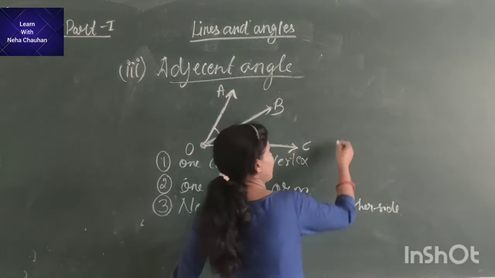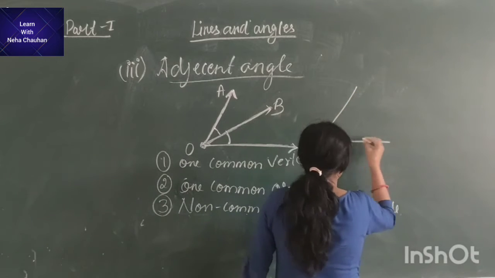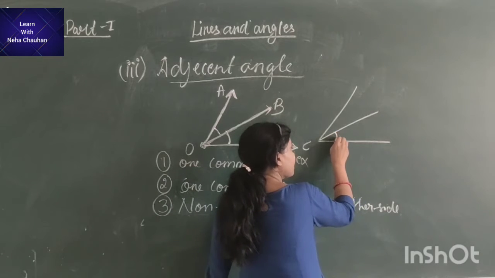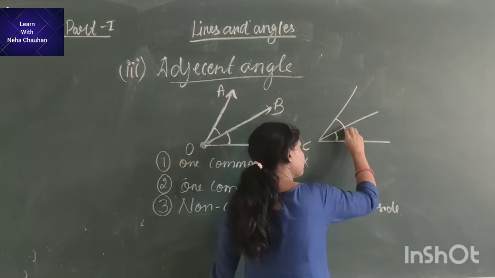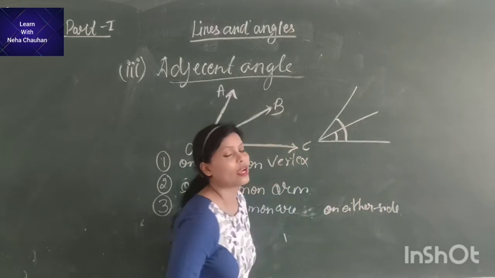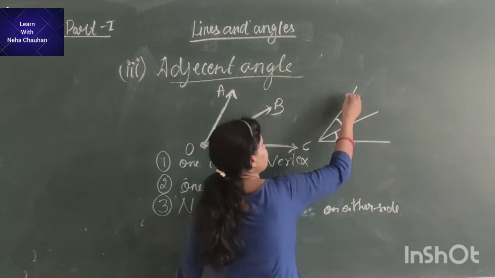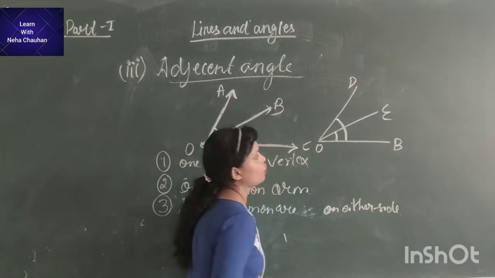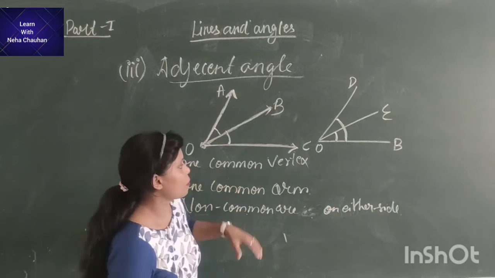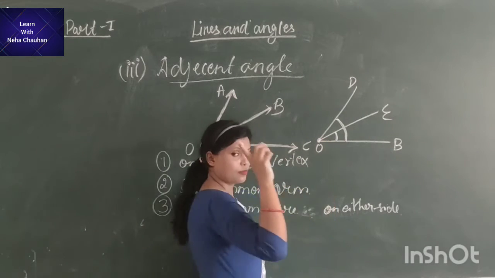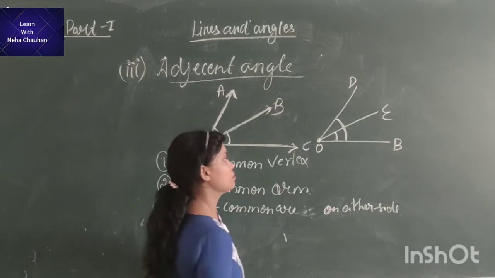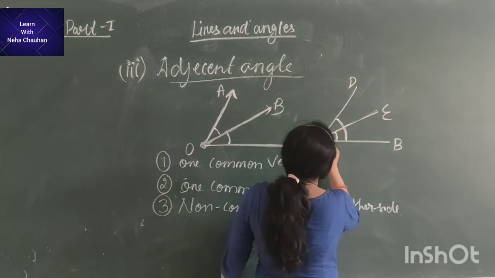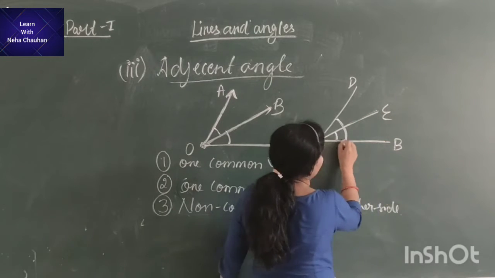Let's take another example. Same figure, but now this angle and this angle, are these two adjacent to each other? Let's see. The first property is one common vertex. It has one common vertex, right? One common arm. Yes, it has one common arm. This is the common arm.